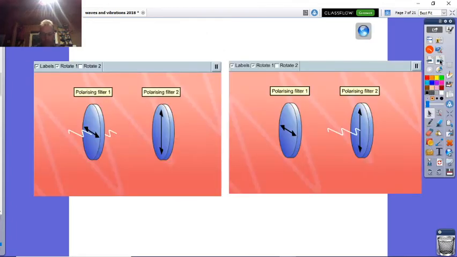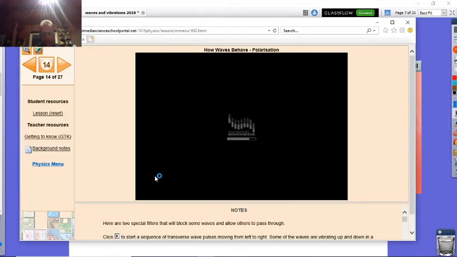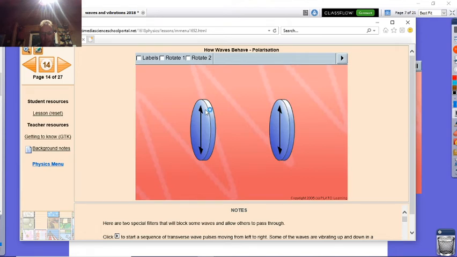vibrates in one direction. Now, to help you with this, I'm going to show you this bit of software. So here, these are polarizers. What they mean by that is they only allow the wave to vibrate in the vertical plane. So if I send a wave through here, this wave is unpolarized and vibrates in any direction you want. As soon as it goes through that first polaroid, it only wants to go in the vertical direction. But that wave was trying to vibrate horizontally. Therefore, it can't get through because it only allows vertical vibrations.